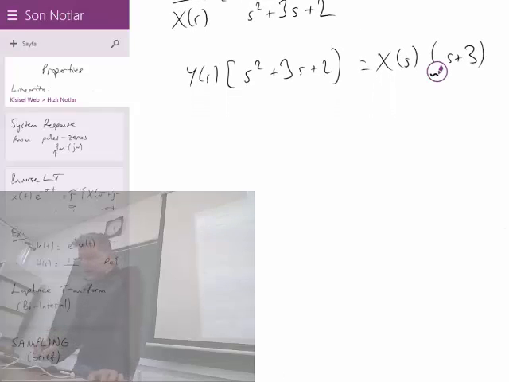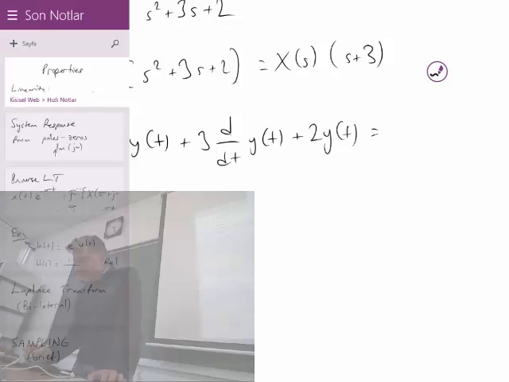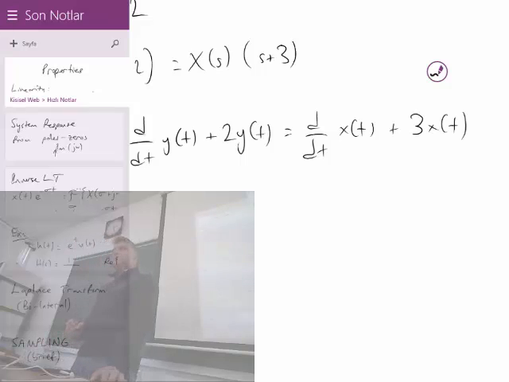So you can easily write it like this: d square over dt square y of t, which comes from this s square term, plus 3 d by dt y of t plus 2 y of t is equal to d by dt x of t plus 3 x of t. Right? As simple as that.